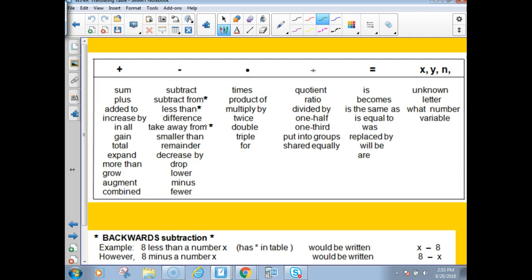It's a list. Multiply, which is product. That's probably the word that we need to make sure we get straight, product. And quotient is division. Ratio would indicate division. And then words that indicate equals, an equal sign in a word problem. These are just some ideas what that could be. And then, of course, the unknown or variable is your variables.